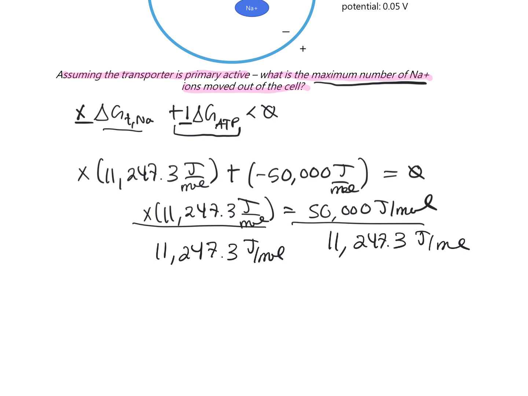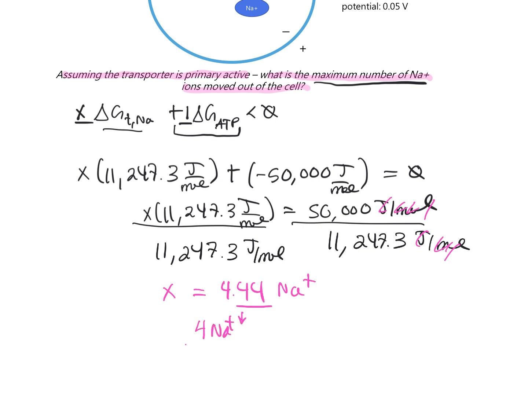Okay, and then our units will cancel because they match tops and bottoms. And X comes out to be about 4.4 sodiums. But you can't have a decimal of a sodium. So in this case, in order to get 5 moved across, we need a little bit more than 1 ATP. And so we can't just generate energy out of thin air. So here we're going to round down to 4 sodiums.